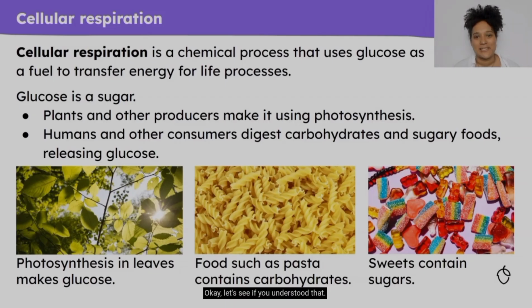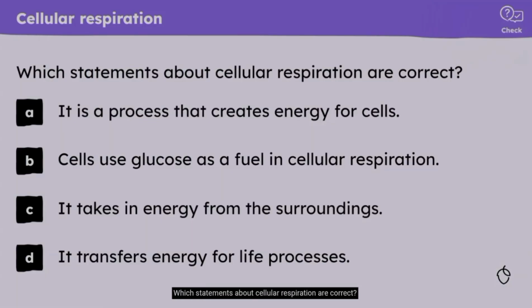Okay, let's see if you understood that. Which statements about cellular respiration are correct? A, it is a process that creates energy for cells. B, cells use glucose as a fuel in cellular respiration. C, it takes in energy from the surroundings. D, it transfers energy for life processes. Take 5 seconds, or if you want some more thinking time, click pause, click play when you're ready to see the answer.